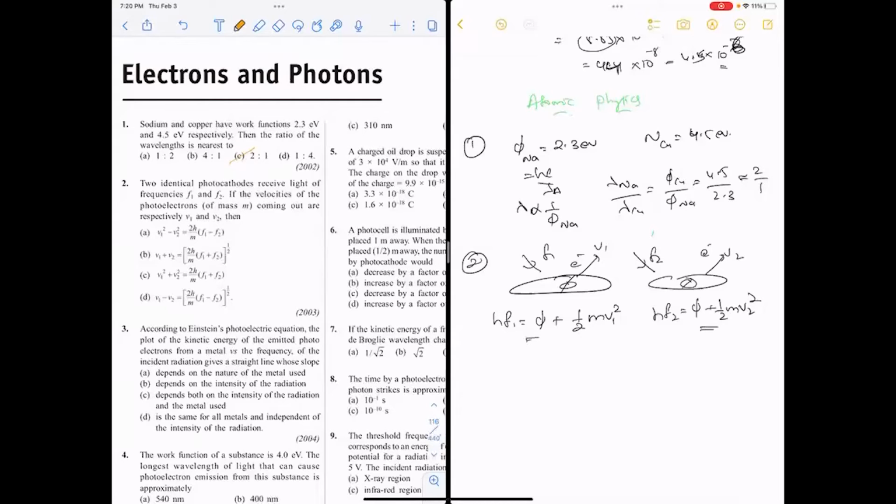They're asking the relation of V1 square minus V2 square, so subtract the two equations. So we have V1 square, V2 square, so do the difference. Half m into V1 square minus V2 square is equal to h into F1 minus F2. Right? So V1 square minus V2 square is 2h by m into F1 minus F2. Option A. Are you able to understand this? Question number 2.